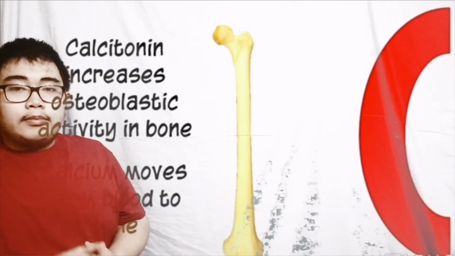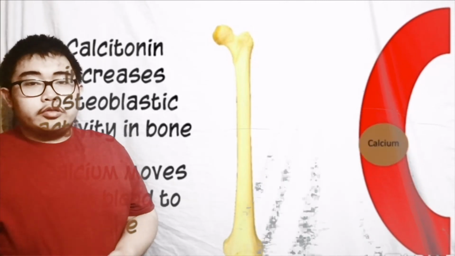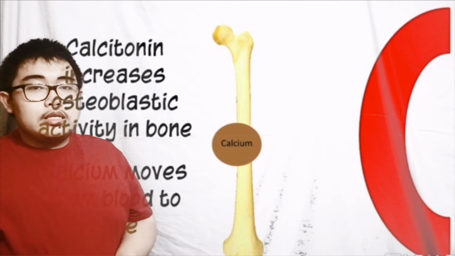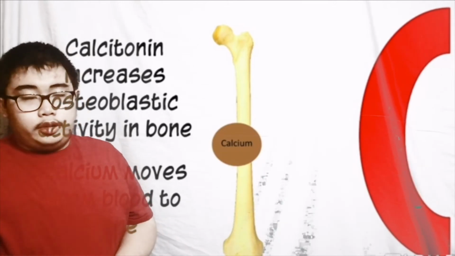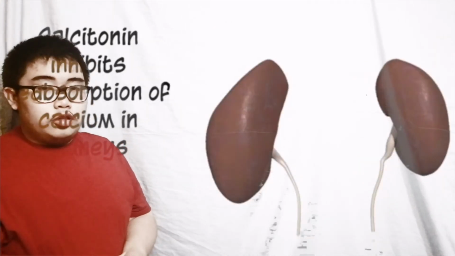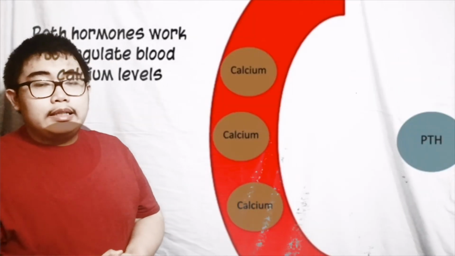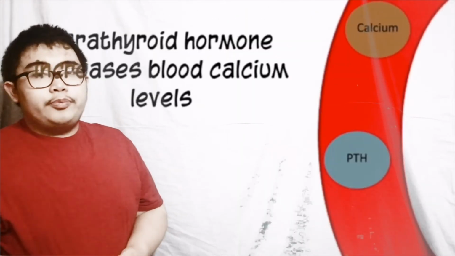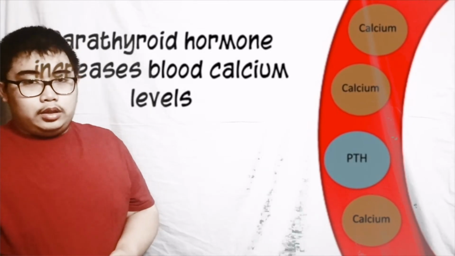The first mechanism, it inhibits the activity of the osteoclast or the bone destroying cells, because the activity of the osteoclast will release calcium in the bloodstream, thus increasing the blood calcium levels in the body. The second mechanism, it inhibits the reabsorption of calcium in the kidney. Calcitonin is said to be the antagonist of the parathyroid hormone or the PTH, because PTH is secreted when there are low blood calcium levels in the body.